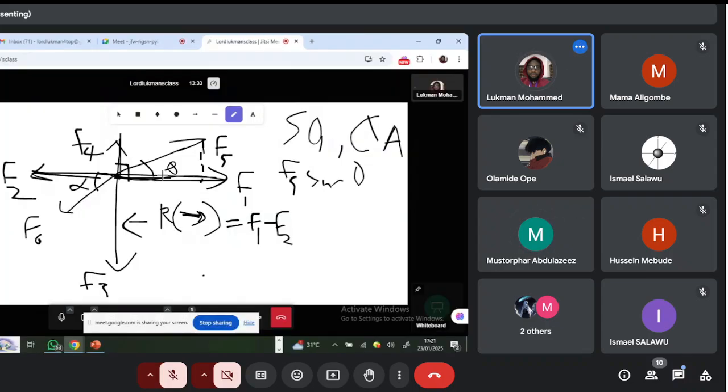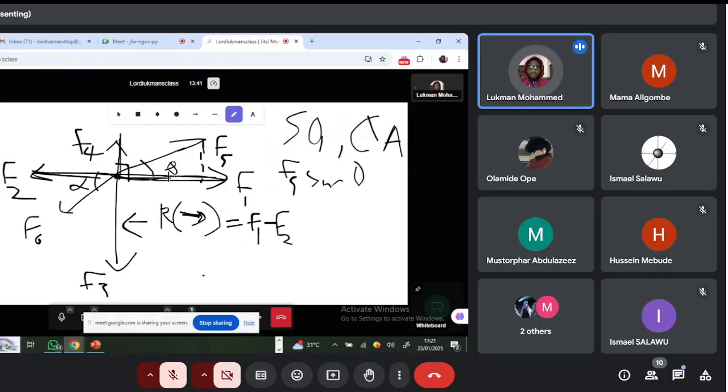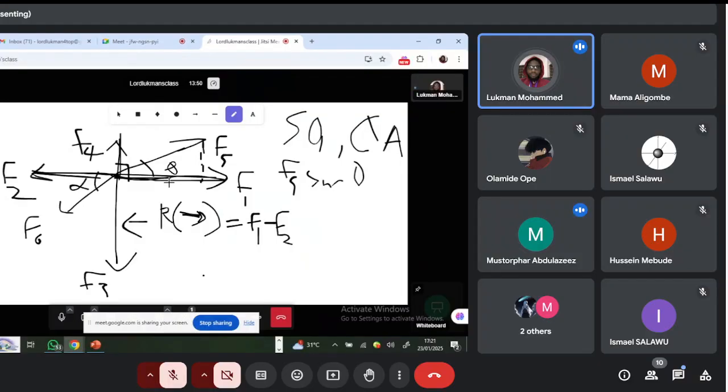Then this horizontal: if I want to resolve this same F5 along the horizontal, what is the position of this theta to the horizontal? It is adjacent. If this is opposite, this is hypotenuse, and this is adjacent. Adjacent is always cos. So I'm going to write F5 cos theta.